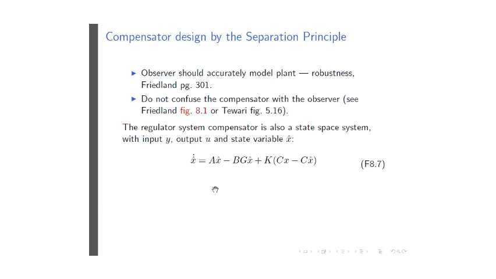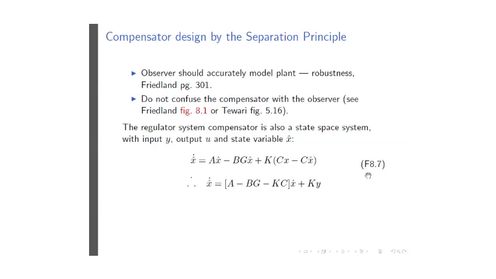Now, the regulator system compensator is also a state space system with, as I've just said, the input Y, the output U, and the state variable X caret. In other words, the compensator state variable is in fact the same as the observer state variable. That doesn't say that the compensator is the same as the observer though. It does have the same state variable. And the state differential equation is not this equation 8.7, but it can be derived from this. Friedland doesn't actually write it down, but you need it later on. So because of that, I'm writing it down on the slides for you.